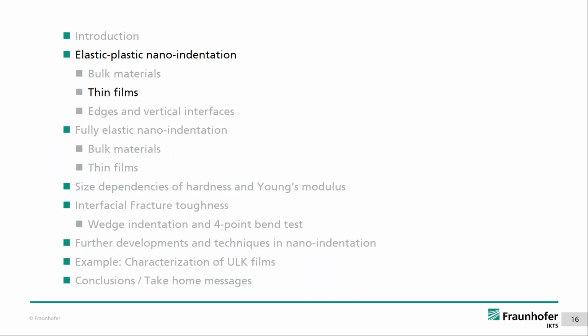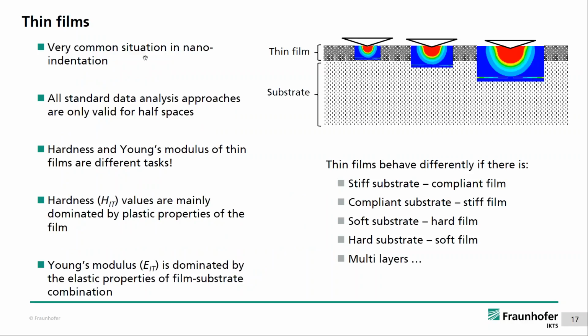So this was everything for bulk materials, but in thin films, which is a very common situation in nano-indentation, there's something you have to take care of. Because everything I showed you now, the standard analysis, is only valid for half spaces, which means bulk materials. And so the problem is, this is the thin film and this is the substrate, and in thin films you always have to divide between hardness measurement and Young's modulus measurements. These are very different tasks in nano-indentation.